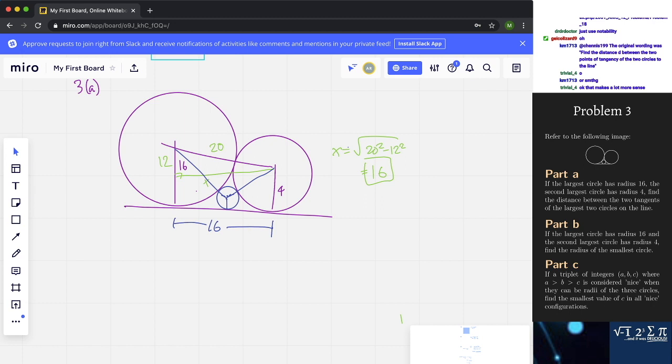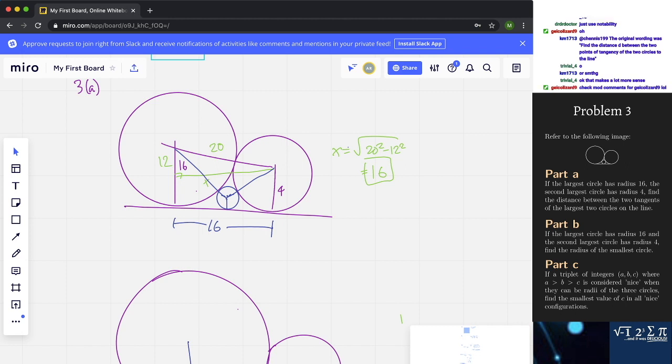But let me just redraw the diagram quickly. So I have circle, circle, and small circle. And I probably should draw the tangent before I draw this. But I have the tangent, I have the small circle. So now, if I draw this perpendicular, we know this distance is 16. Okay, one second, it's going off the board.